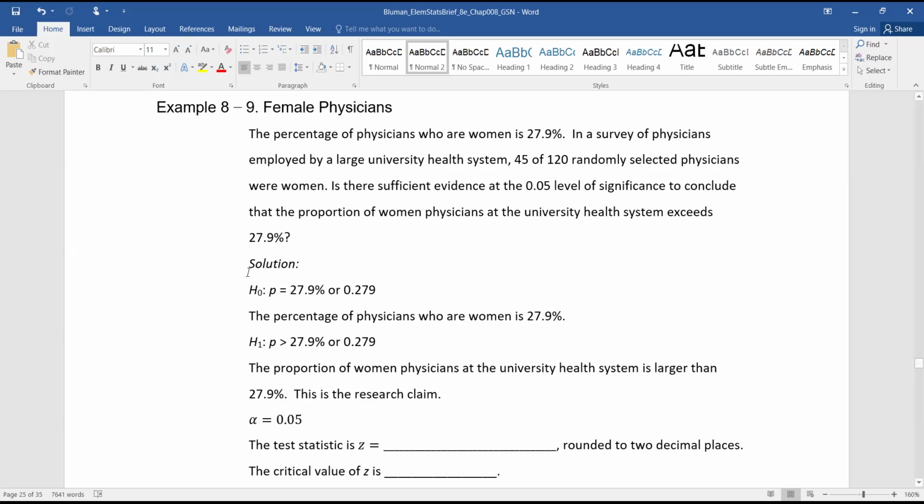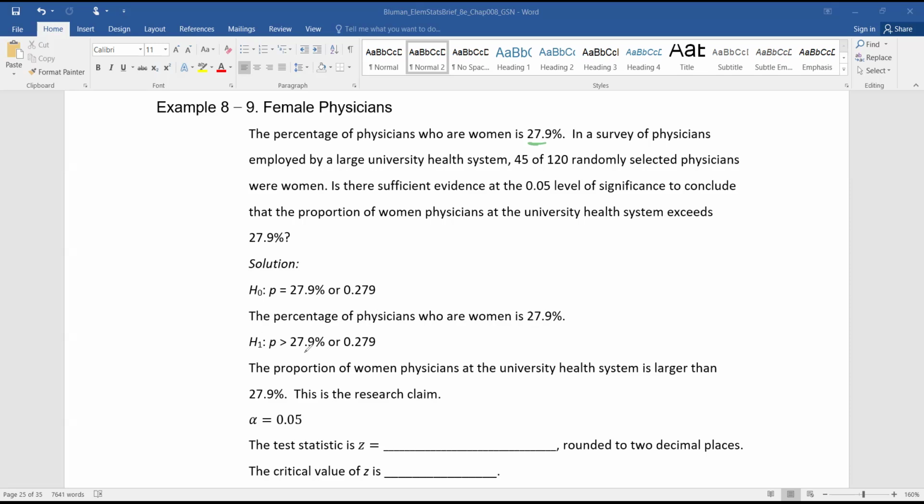So you can see here our null hypothesis would be that our population proportion is equal to 27.9. That part is our equal, or they put it in decimal form too. And the percentage of physicians who are women is 27.9. So that's what it is in words.